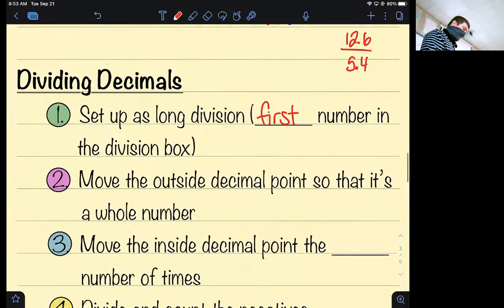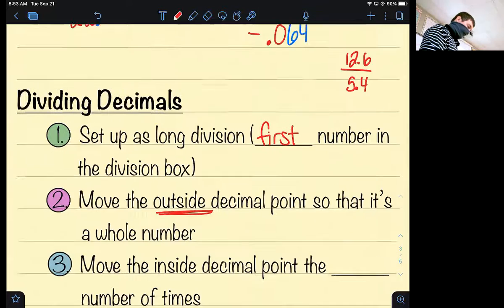Now, what's interesting about that outside number is that I want to move the decimal point so that it's not a decimal. I do not want the outside number to have a decimal point. I've never done long division like that. You've had decimal points that are in the problem. Like, for example, I guess they can't see me over here. I better write it over here.